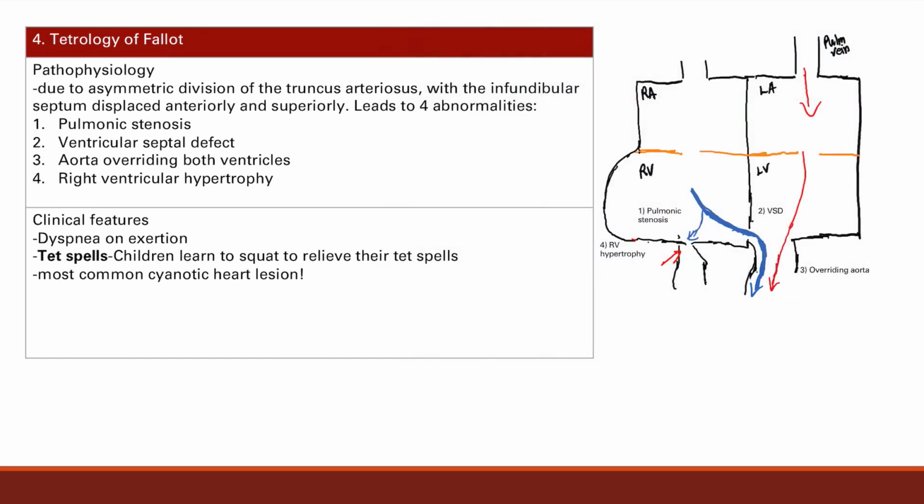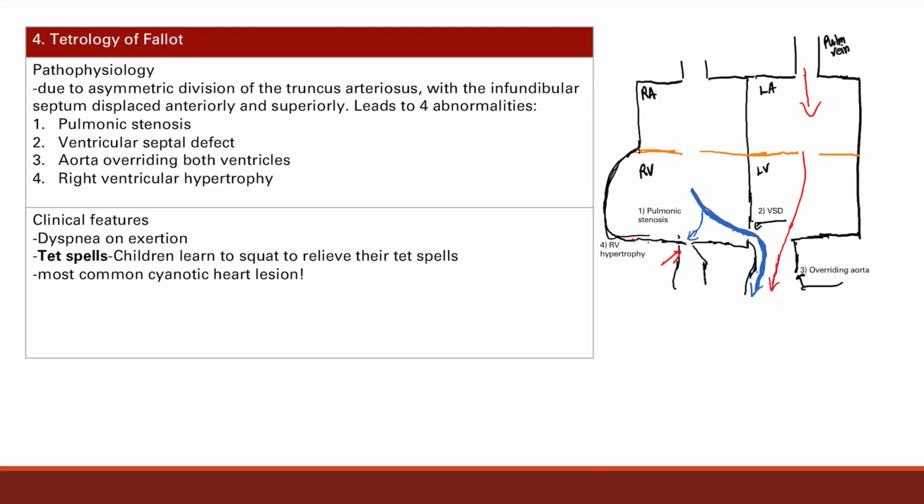Number 2, ventricular septal defect, as you can see here. Number 3, you have an aorta overriding both ventricles, so it's an overriding aorta, as you can see here. And that's again because of that displacement of the septum that would normally divide the aorta and the pulmonary trunk. And finally, you're going to get right ventricular hypertrophy.